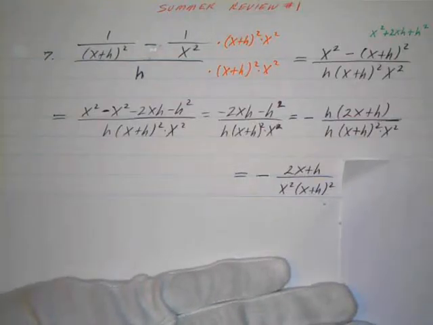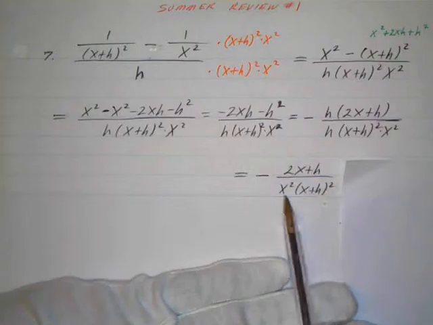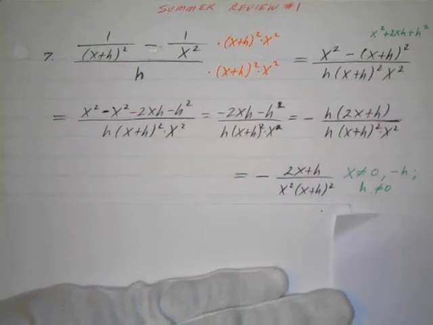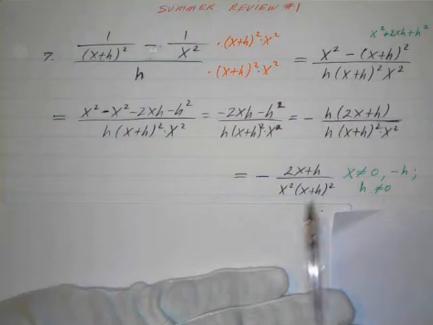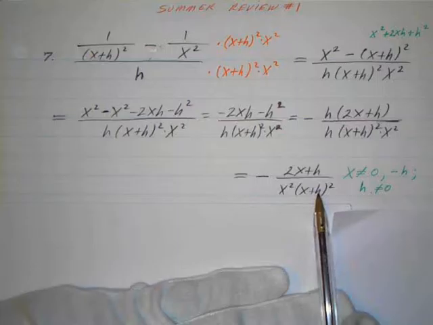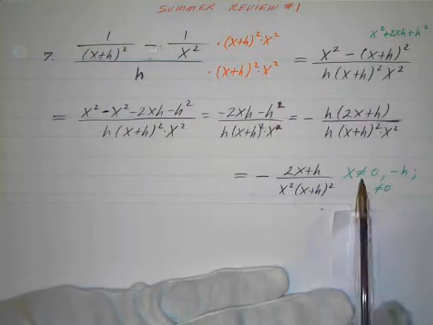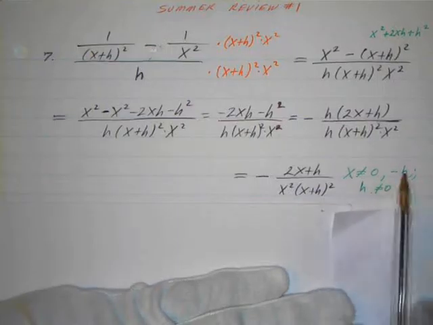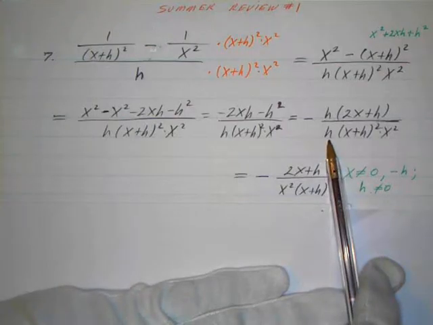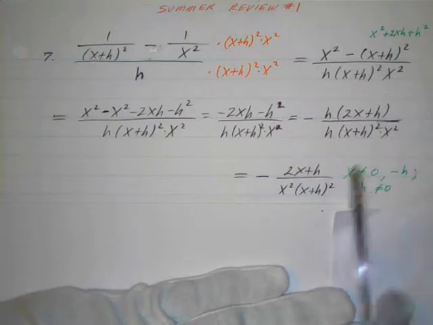And we have to put restrictions on our domain. Well, we know that h can't be 0, we know that x can't be 0, and we know that this can't be 0. All right? Well, the only way that x plus h will be 0 is if x equals negative h, because that would be negative h plus h is 0, so we have to say that x can't be 0, and x cannot also be negative h, because that would make this 0, and then h can't be 0 because we've got an h over here in the denominator. So those are the restrictions on the domain.